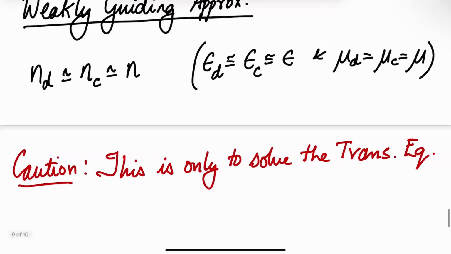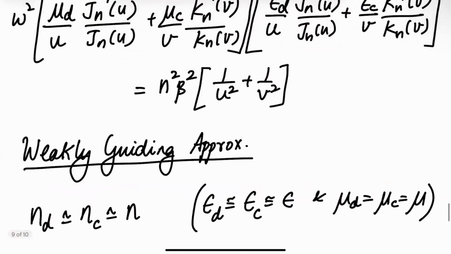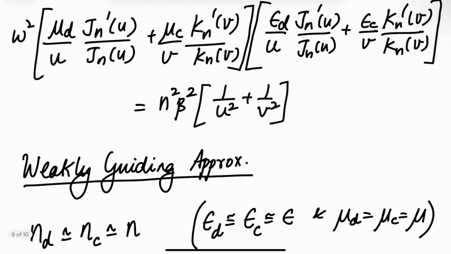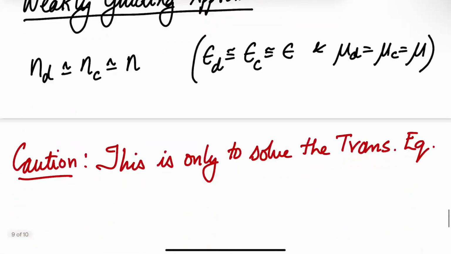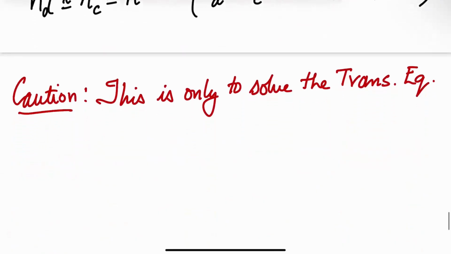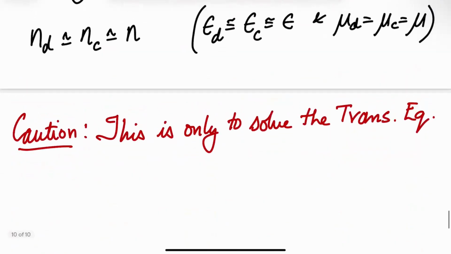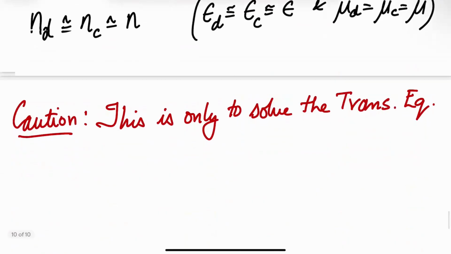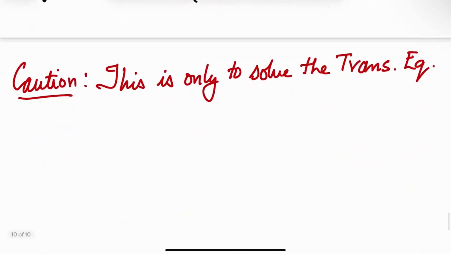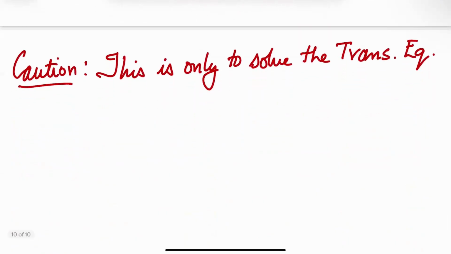So this approximation is only really true when you're trying to find beta. It kind of breaks down if you try to solve for the fields and everything using this approximation. Then it doesn't really work. So that's why you have to be a little bit careful when using it.